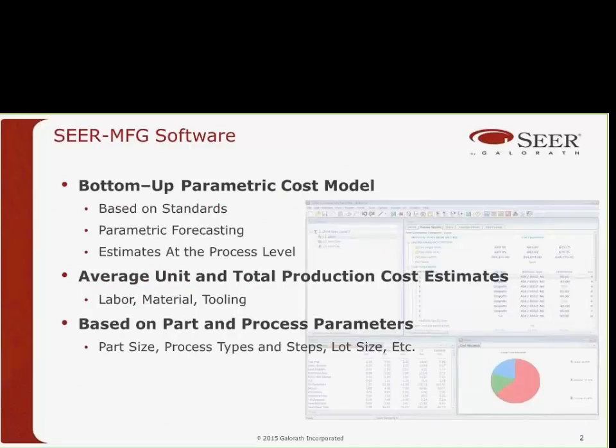So the SEER-MFG software is a bottom-up parametric cost model. It's based on industry standards and it's a parametric forecasting model. It estimates at the process level. It outputs average unit and total production cost estimates for labor, material, and tooling. It's based on part and process parameters such as the part size, the types of processes required during manufacture, and the lot sizes, etc.